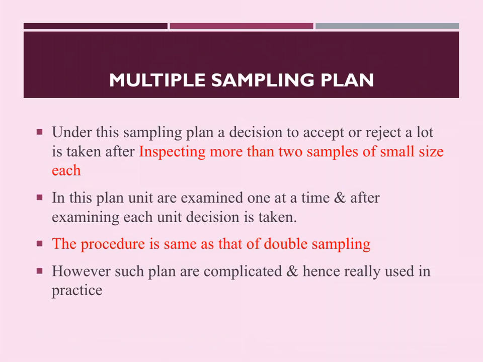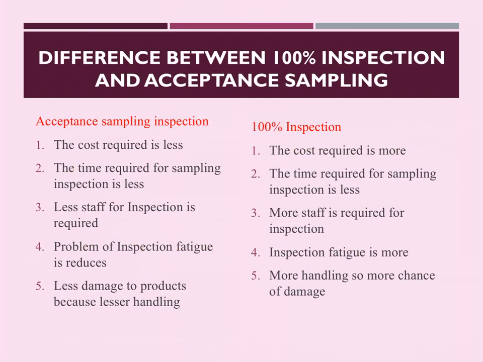Next one is the multiple sampling plan. It is actually the same as your double sampling plan, but instead of two samples, we will take more than two samples of small size. We will examine each sample and take the decision. However, such a plan is complicated, so it is rarely used in practice. There is a difference from which you can know which method is better.